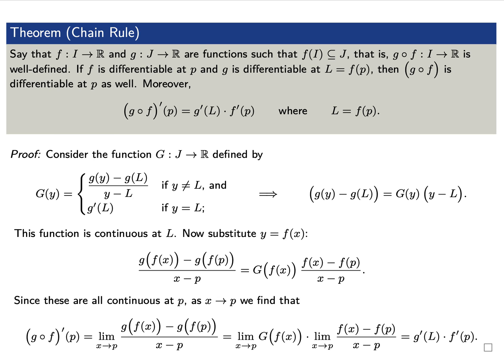Finally, since all of these functions are continuous at p, we'll take the limit as x tends to p. On the left-hand side of this expression, we find the definition of the derivative (g circle f) prime evaluated at p. On the right-hand side, we actually see that this is the product of two limits. First, capital G at f of x then tends to g prime at capital L. Again, remember how capital G at y was defined. Times f prime at p. But of course, this is exactly the formula that we had from before.